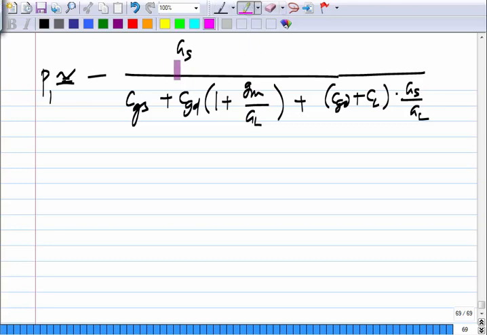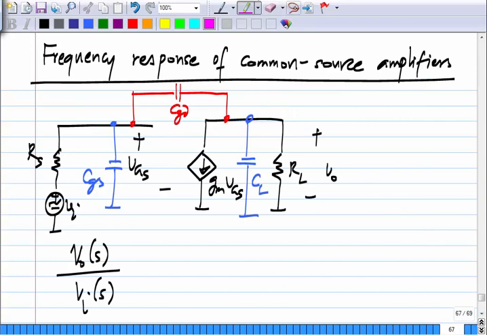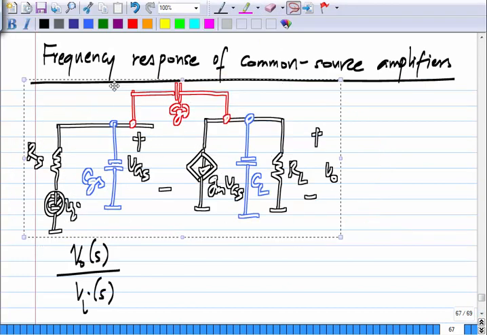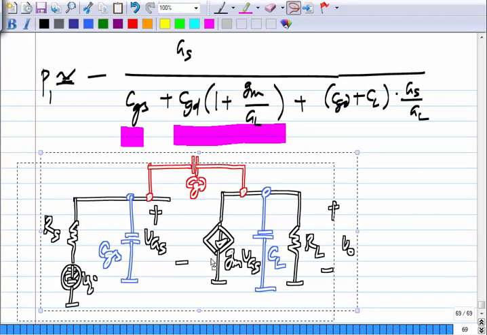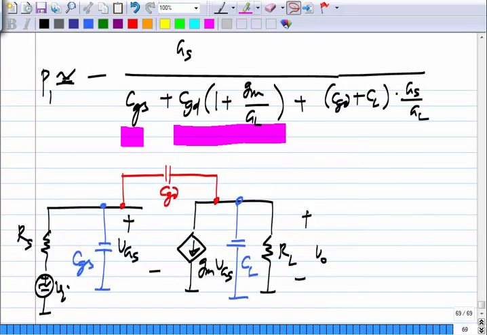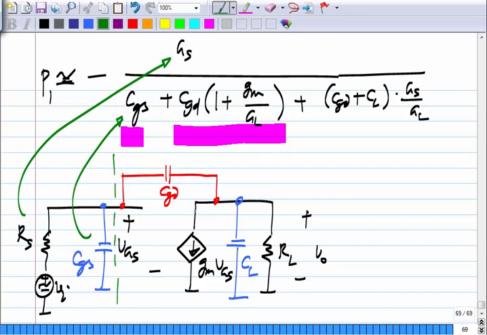You can see that you still have this GS divided by the capacitance, which is CGS plus something. Okay. And what is that? So the GS of course comes from there and CGS is there. Now, because the CGD is connected across the amplifier from the input to the output, it has a sort of exaggerated effect at the input.